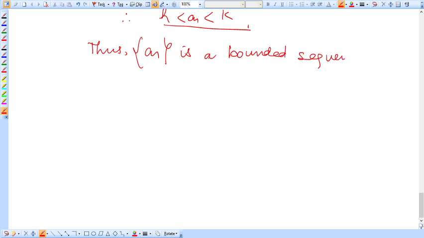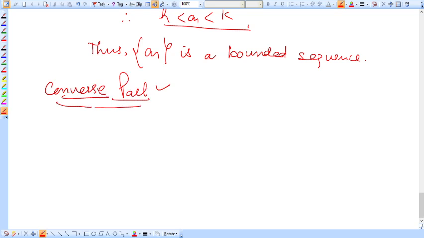sequence, right? So now we want to show the converse part, right? Converse part का मतलब ये है कि उल्टा ट्रू है क्या, is the converse true, that is if a sequence is a bounded sequence, ठीक है, अगर सीक्वेंस बाउंडेड सीक्वेंस है तो वो कन्वर्जेंट होगी क्या, तो आंसर इज नो.